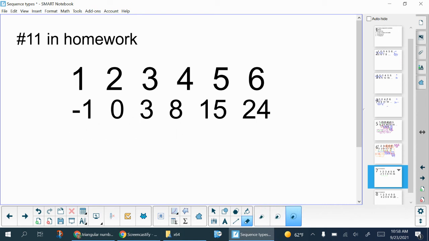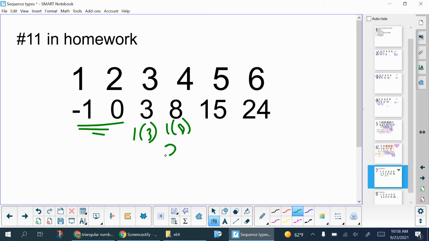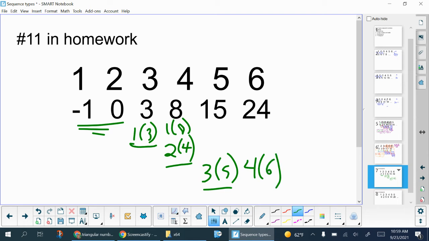So my first thought is, can I write this as a rectangular rule, just without the divided by 2? So I'll go through and I'll list out my factors. I'm going to ignore these because I don't like those. 1 times 3. 8 could either be 1 times 8 or 2 times 4. I'm starting to see something I like here. I know 15 can be written as 3 times 5. And I know 24 can be written as 4 times 6. So I am seeing something there.